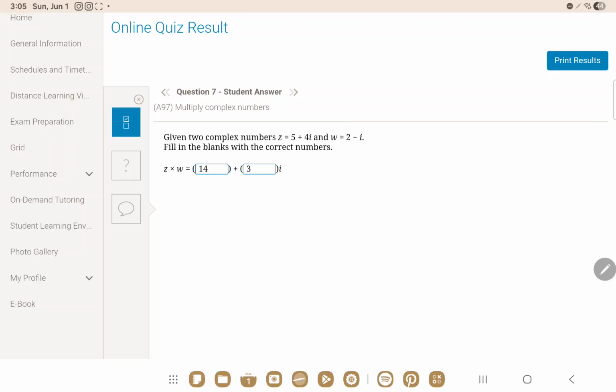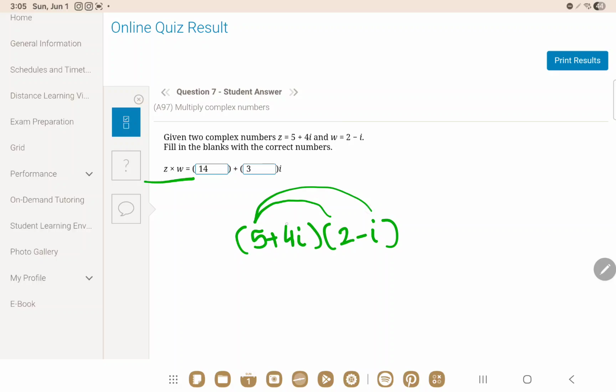Moving on. Okay, so z times w equals. Now to do this, you have to put each one into brackets. 5 plus 4i into 2 minus i. Now you distribute like we used to distribute with brackets. So 5 times 2 is 10. 5 times negative i is minus 5i. Now plus 4i times 2 is 8i. Now 4i times negative i is minus 4i squared.